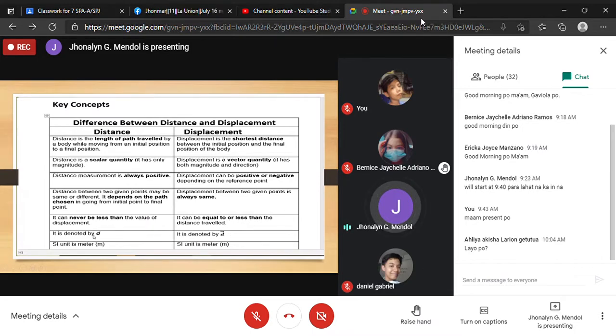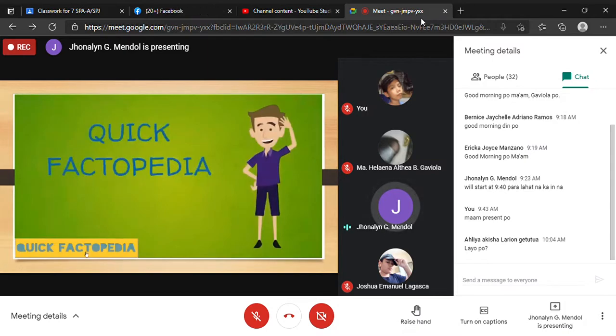The symbol for distance is letter D, while the symbol for displacement is D with an arrow on the top. The arrow on the top indicates direction. While the SI unit for distance is meter, in displacement, the unit also is meter. Did you get it, class? Yes po. Okay, but this one, for sure you can get everything based on this video.